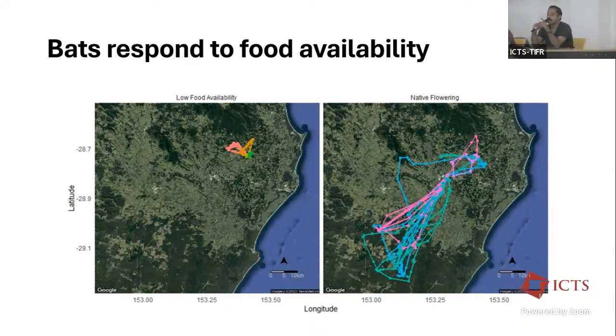Is there radio tag data? This one? Yeah, this is all GPS data. You can actually put these little backpacks on the bats.